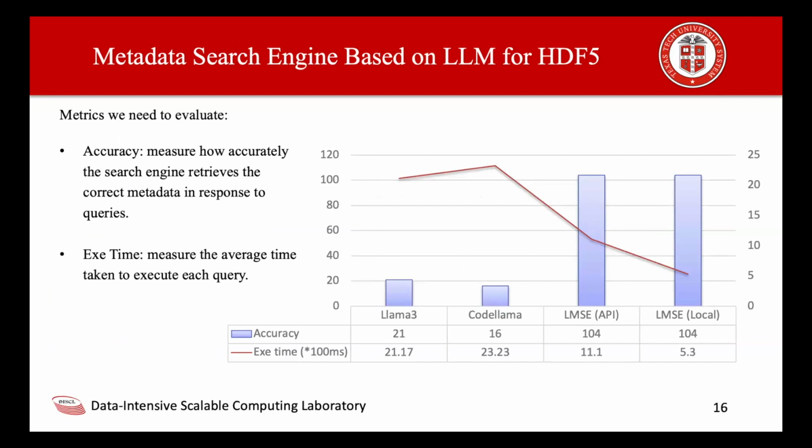If you use Llama 3 or Code Llama, it will learn it again and again. You need to use the prompt to teach them to learn the metadata. But in our metadata search engine, we have already taught the model to learn it. That's why I think it's more efficient. Did that answer your question?